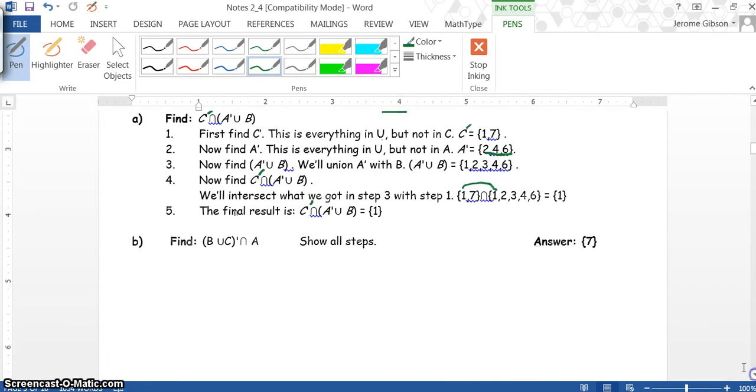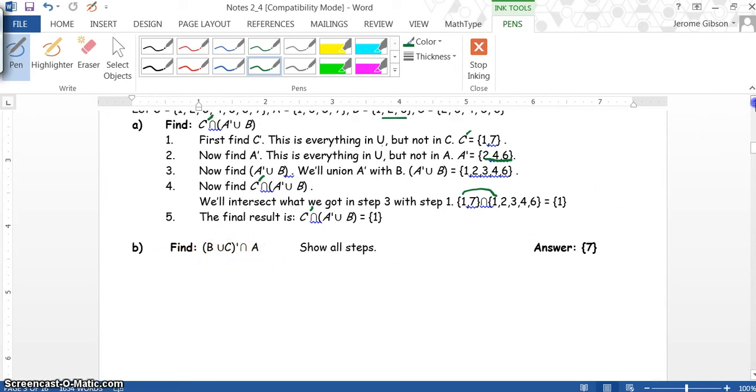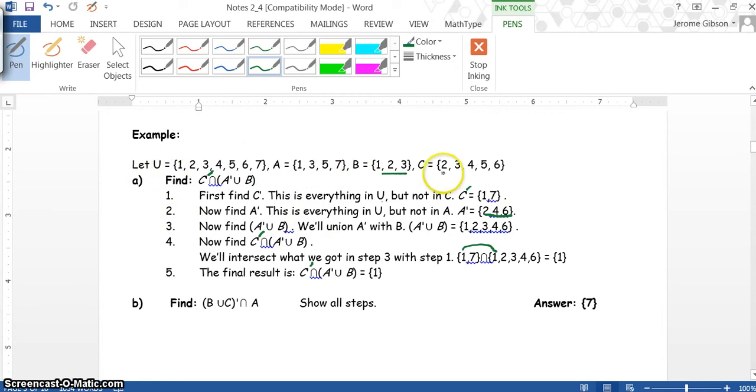Now, we go here. We have B union C complement intersect A. Let's assume that we're going to use all of these values as well. So first, let's go through this. First, we're going to look at B union C. Let's write out all the values for B and C. B union C will give us 1, 2, 3, 4, 5, and 6.